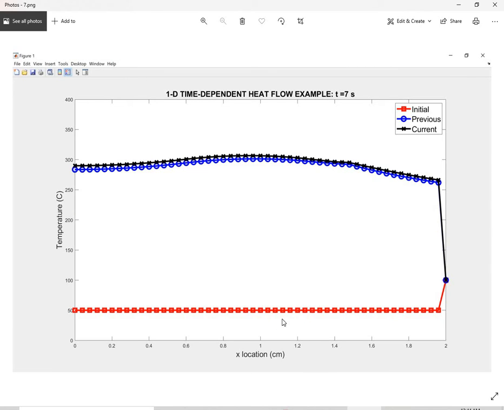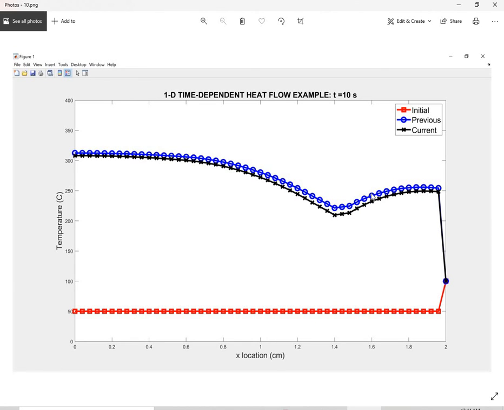This is the third plot, and this is the temperature distribution that I obtained when the heat sink is activated, and that will be at t equals 7 seconds. So here the rod is still heating up as it should, and from t equals 7 seconds to 10 seconds, that's when the heat sink is supposed to be activated.